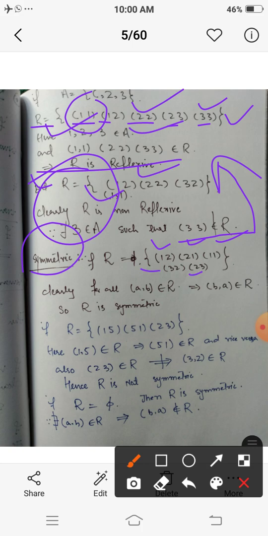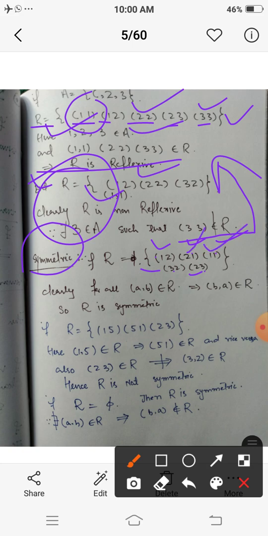Now here this R contains 5 elements. The first one is (1,1), the next is (1,2), and so on. Now (1,2) belongs to R. If R is symmetric, it should imply that (2,1) belongs to R. Here clearly (2,1) belongs to R.